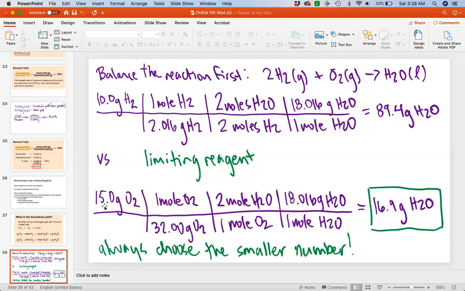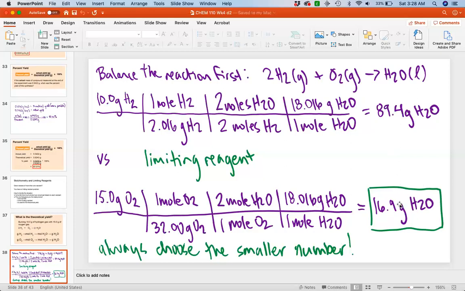And then if I think about doing that same calculation, again, I have 15.0 grams of O2. And so the molar mass of O2 is 32. So 1 mole of O2 is 32 grams of O2. And again, I use my molar ratio from the problem. So I have 1 mole of O2 for 2 moles of H2O. And that's going to give me 1 mole of H2O and 18.016 grams of water. And so when I multiply across the top and divide by everything on the bottom, I have 16.9 grams of H2O.